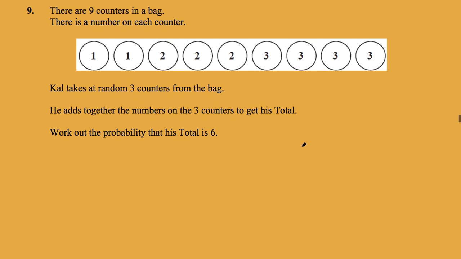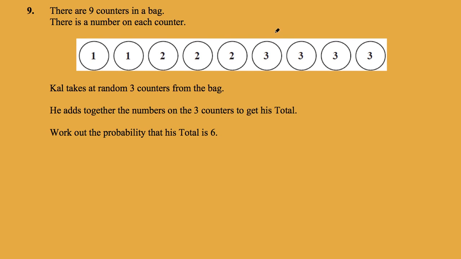Question 9. There are 9 counters in a bag. There is a number on each counter. Cal takes at random 3 counters from the bag. He adds together the numbers on the 3 counters to get his total. Work out the probability that his total is 6. So he's taking 3 counters from the bag. The probability that his total is 6. I have to think about the number of ways this can happen.